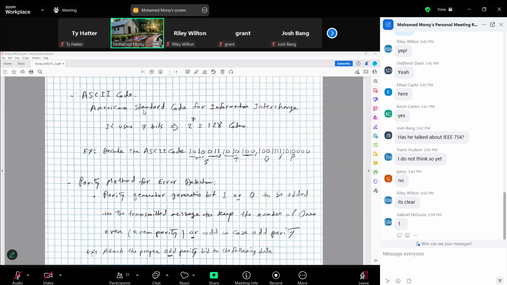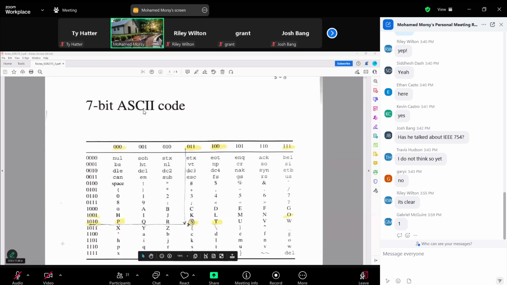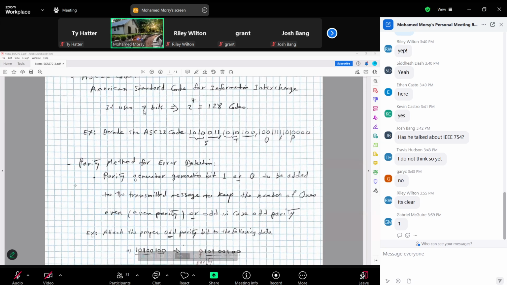Then 1010, 000. So 1010 and 000, which is B. B. So decode this ASCII code. So the corresponding is stop. So this ASCII code here means stop. Okay.